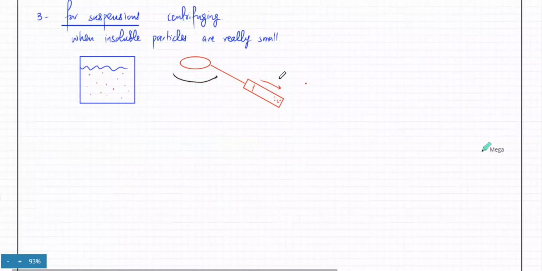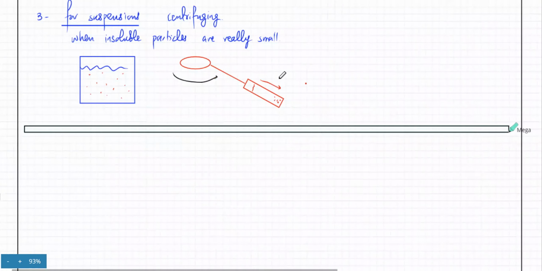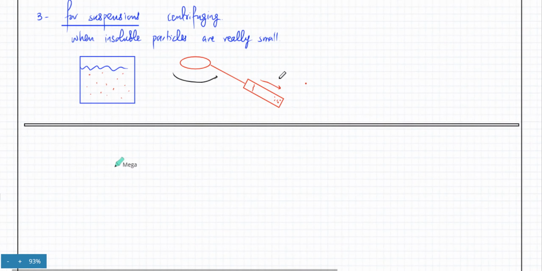So you've got centrifuging. That's for suspensions. Now let's move to the next mixture, which is what if the substance is soluble? So you've got a soluble solute, so anything that's soluble plus a solvent.